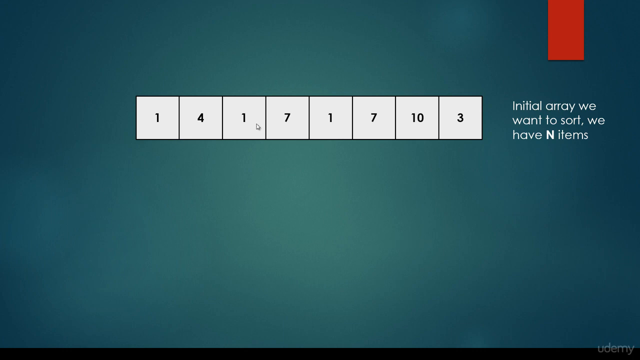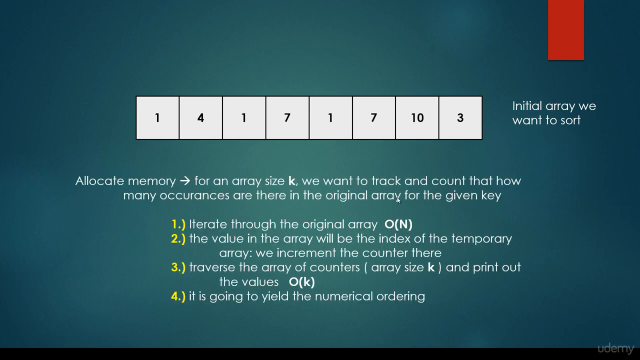So we have a one-dimensional array of integers: 1, 4, 1, 7, 1, 7, 10 and 3. We allocate memory, so it's very important that counting sort is not an in-place algorithm. We definitely need some additional memory. So we allocate memory for an array of size k. We want to track and count how many occurrences there are in the original array for the given key.